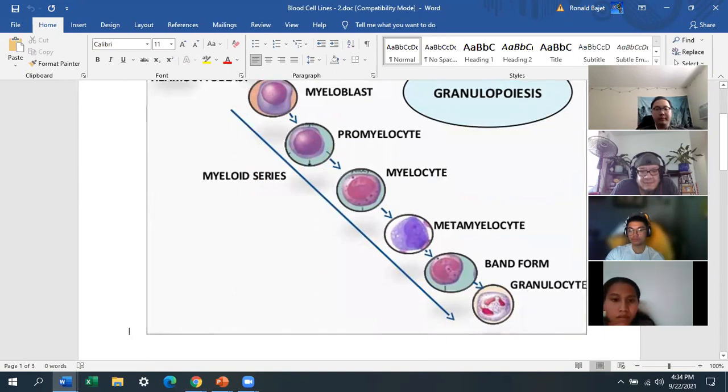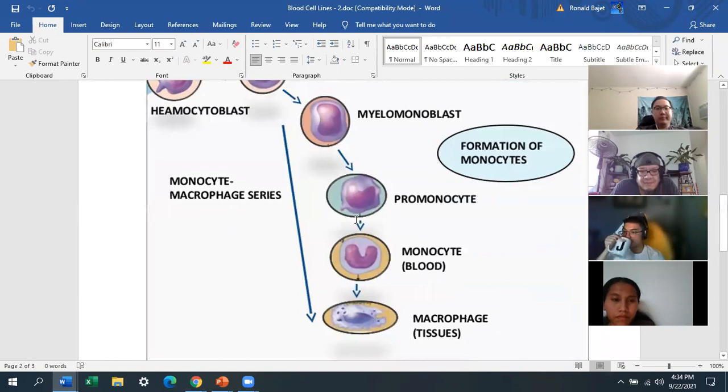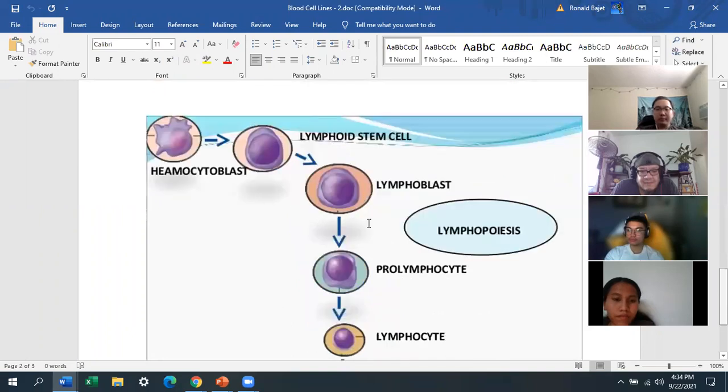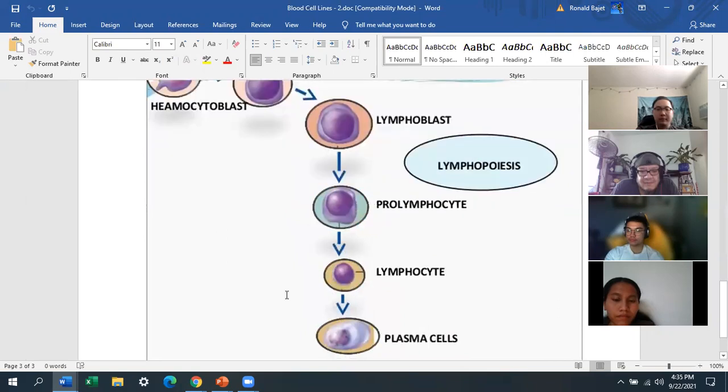And the same thing for monocytes. Everything before here is in the bone marrow, and everything after is in the peripheral blood, except for macrophages, they're in the tissue. And then the next one would be lymphoid. Everything before the lymphocyte is in the bone marrow, and the lymphocyte and the plasma cells are outside the bone marrow. There's another one here.